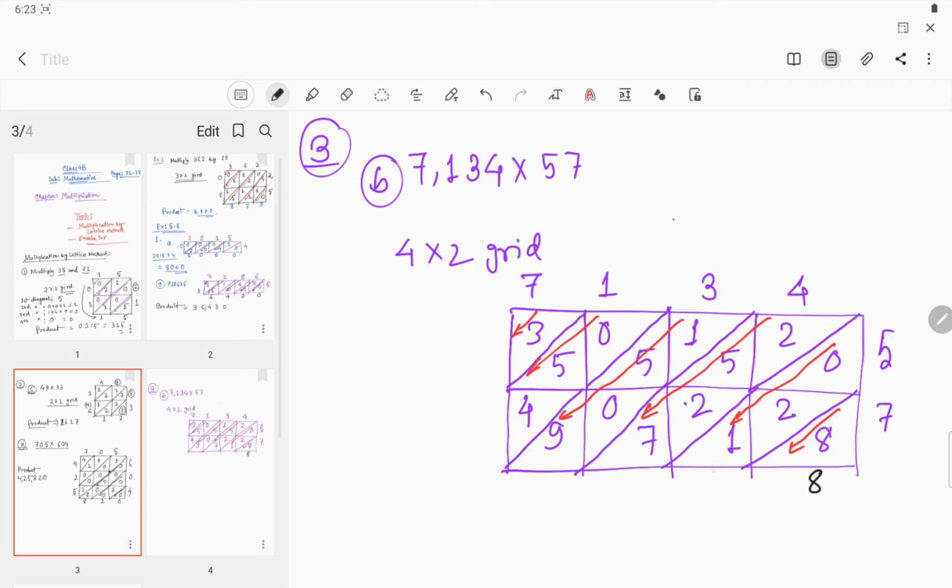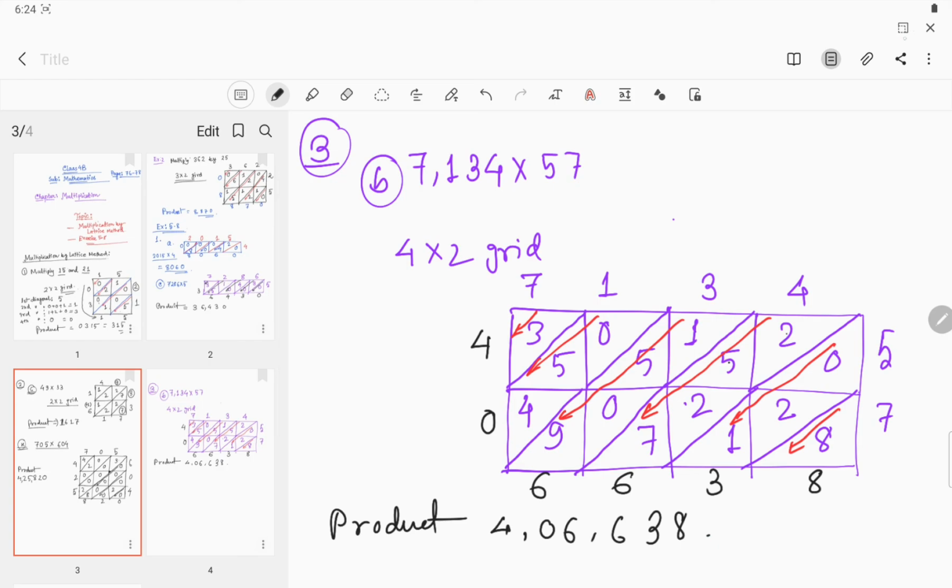it will be 8, 0 plus 2 plus 1 is 3, 2 plus 5 is 7, 7 plus 2 is 9, 9 plus 7 is 16. So write down 6 here and carry 1 to the next diagonal. That is 1 plus 9 is 10, 10 plus 5 is 15, and 15 plus 1 is 16. Again carry 1 to the next diagonal, that is 4 plus 1 is 5, and 5 plus 5 is 10. Write down 0 here and carry 1 to the next place, that is 3 plus 1, it will be 4. That is, our product will be 4,06,638, right? So this is our required result.